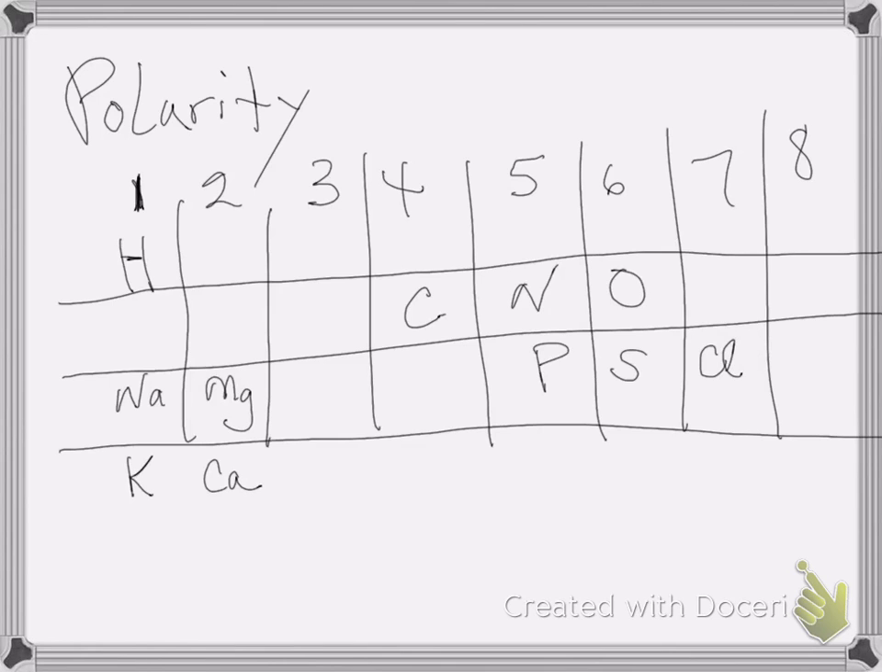All right? So again, the column number 1, 2, 3, 4, 5, 6, 7, 8 tells you how many electrons are in the chemically reactive level. We call that the valence level. Okay? How many electrons? The row number, 1, 2, 3, and 4, tells you how many levels that atom has.